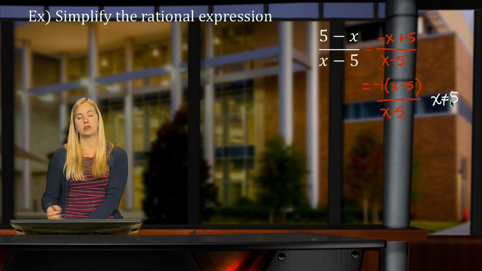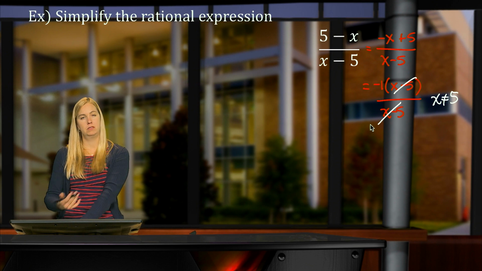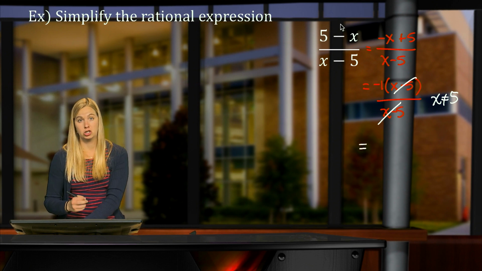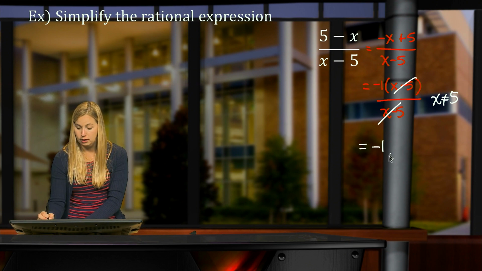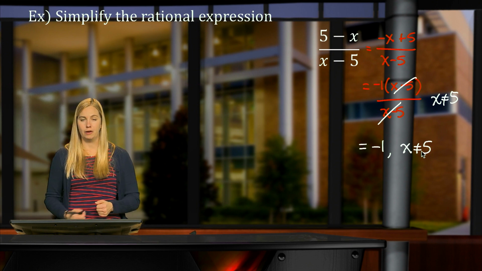And now that we've stated our restrictions, we can simplify any like factors in the top and the bottom. Those are the x minus 5s. So this original rational expression simplifies to negative 1. But we maintain those restrictions. X cannot equal 5.